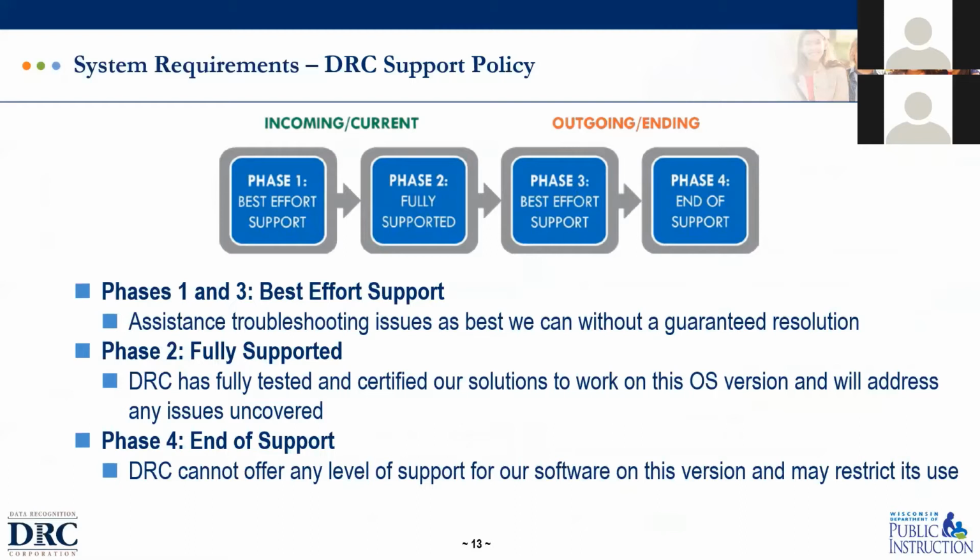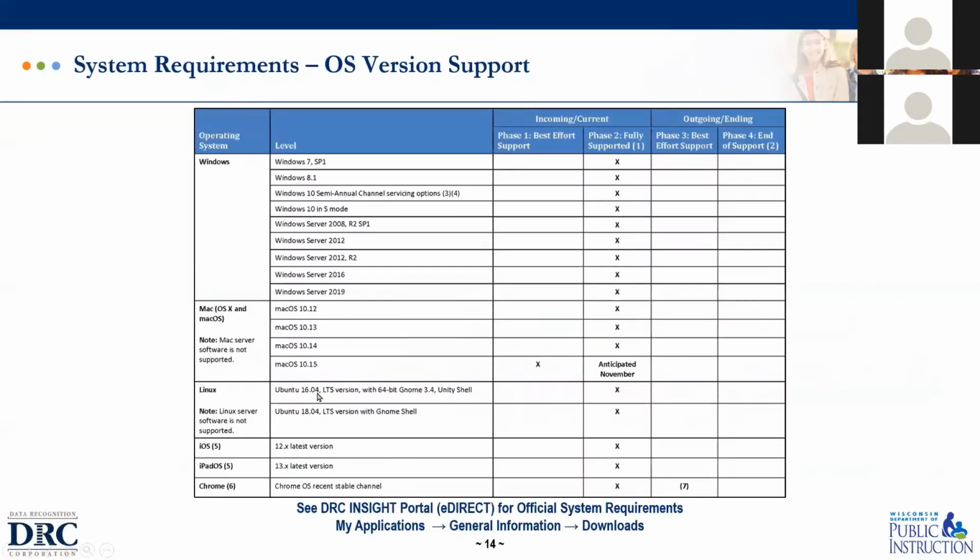So from a DRC support policy standpoint, again, want to refresh folks on that. We look at it really as 4 phases. When something new comes out, it starts out as best effort support, and then moves into fully supported, and as things are retired by vendors, they move into, from a DRC standpoint, best effort support until they go to end of support. So what does that mean from an operating system standpoint?